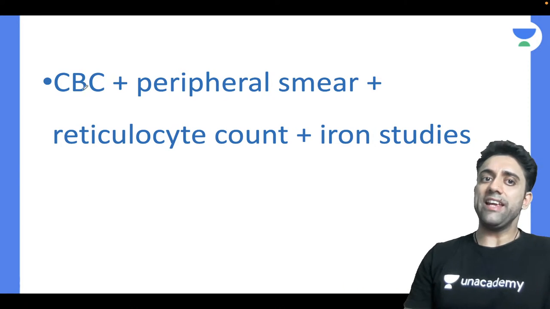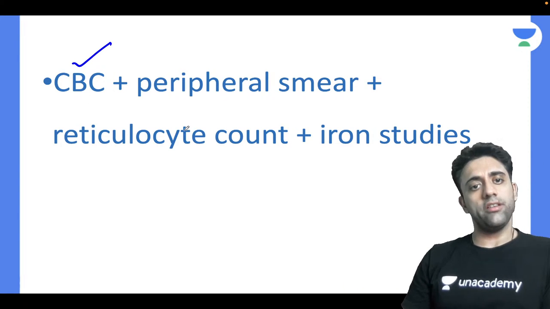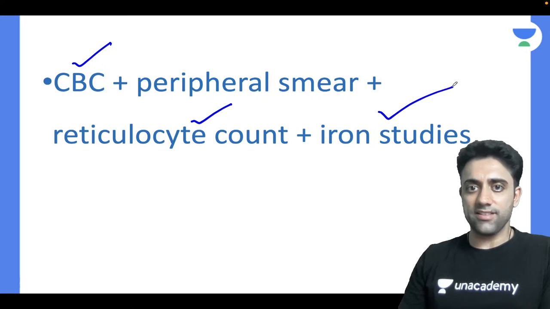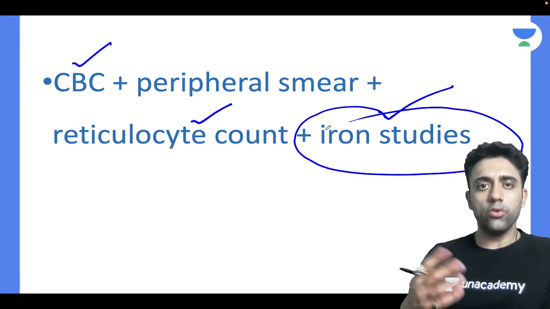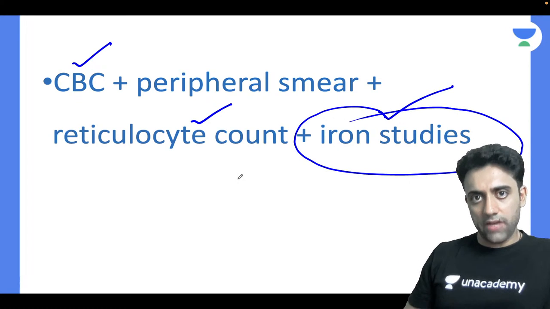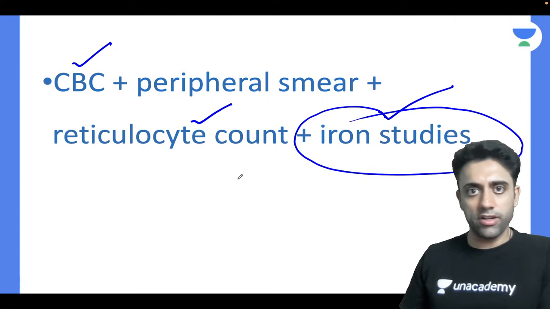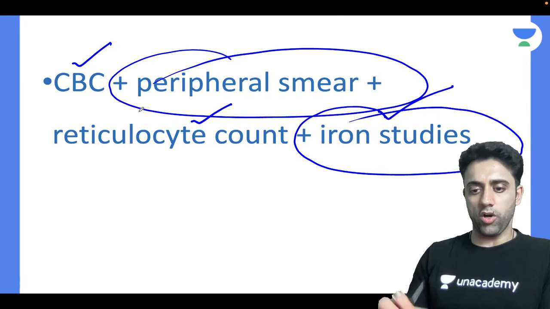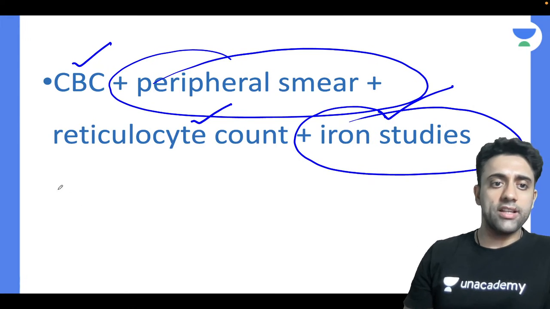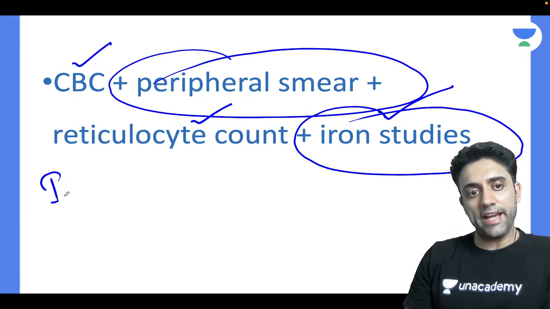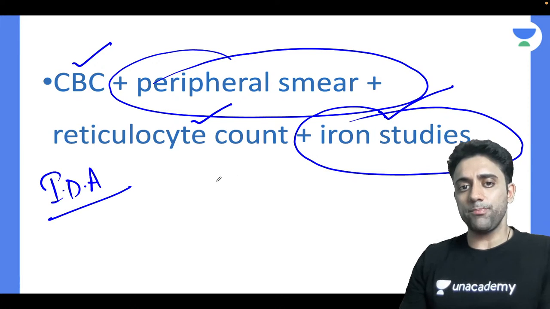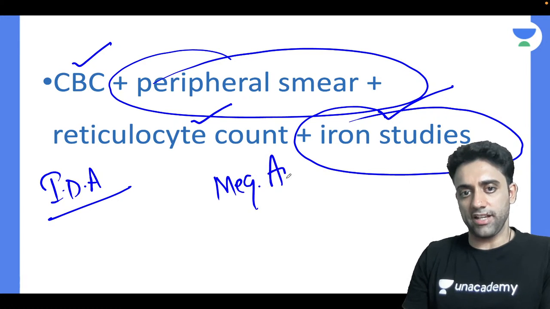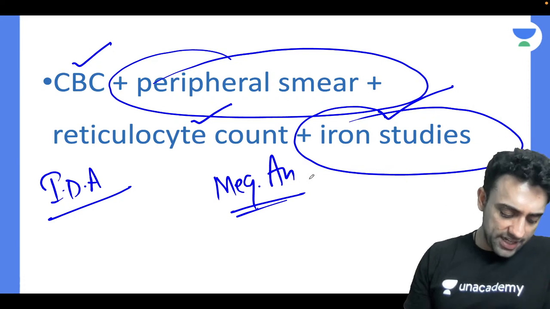Approach to anemia. I got a CBC done. I got a retic count done. I got iron studies done, naturally, because I need to rule out iron deficiency anemia from thalassemia, from anemia of chronic disease, and peripheral smear also I got done. So anyone, what is the peripheral smear picture of iron deficiency anemia, and what is the peripheral smear picture of megaloblastic anemia? At least one highlighter, can anyone tell me?